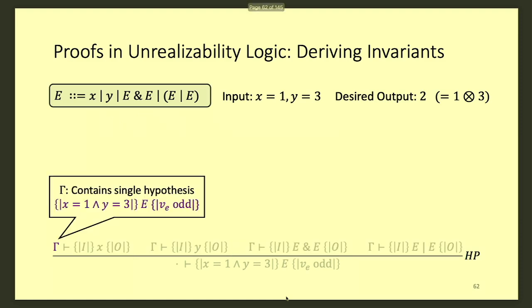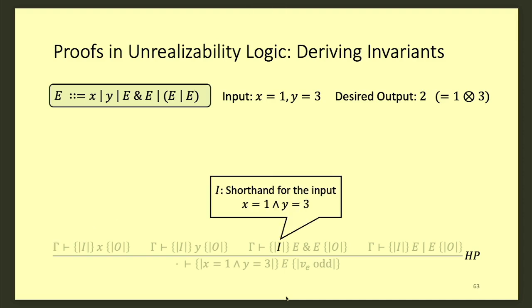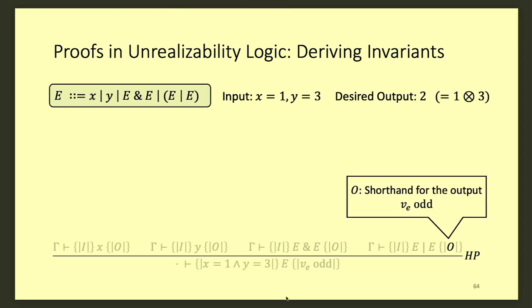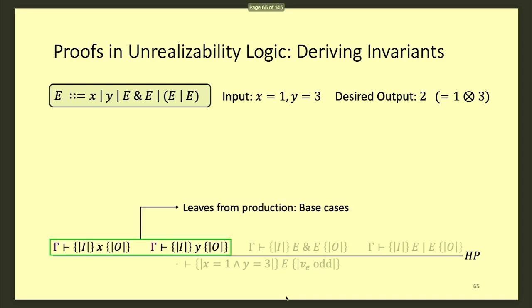So clearly, my gamma contains the single hypothesis that I'm trying to prove. And my I is just shorthand for the input, X equals 1 and Y equals 3. And my O is just shorthand for my output, the value is odd. So clearly, X and Y are the leaves from the production, and these are the base cases. So I need to prove these without applying the induction hypothesis.